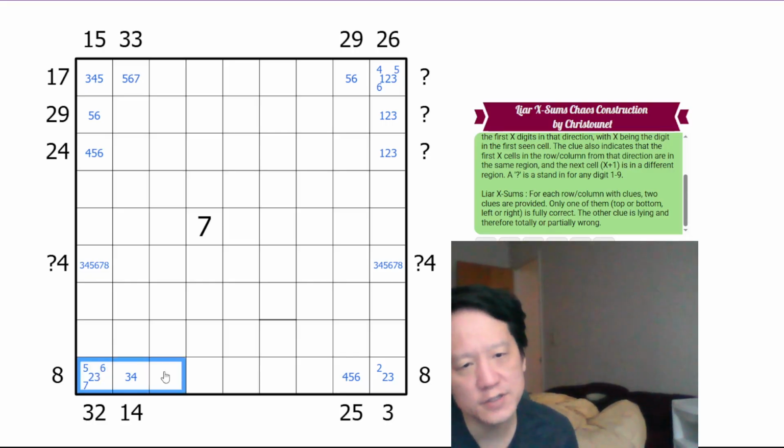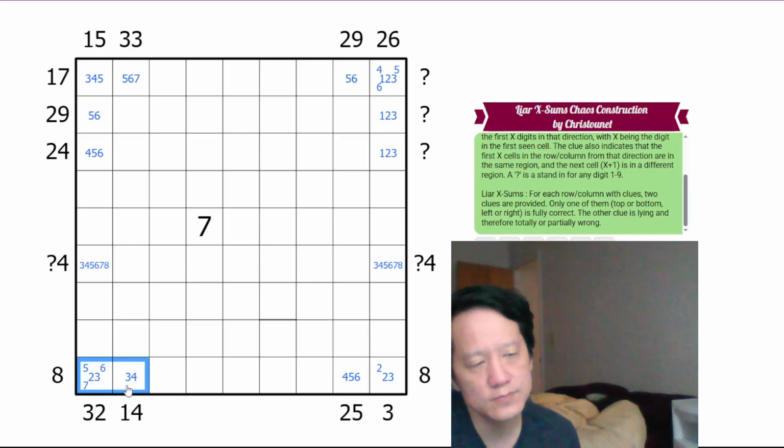If this is valid... So if this is valid, that means this cannot be 5, 6, or 7. So this is invalid. Oh, that's interesting. So if this is valid here, obviously this is invalid. That means this has to be at least these digits.